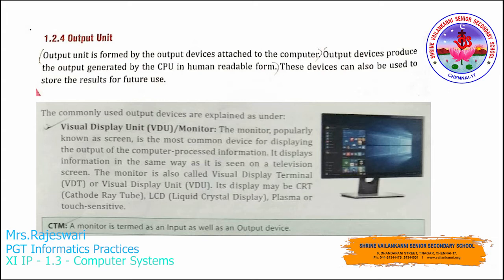If you look at this monitor, it displays information the way everything is displayed on a television screen. When we are watching a program on a television screen, the way things get displayed, in the same way you can make use of this computer monitor also. This monitor can be called the visual display unit, or even the visual display terminal. And nowadays many different types of monitor displays are available, like LCD, LED, and then you can even see plasma or touch sensitive screens.